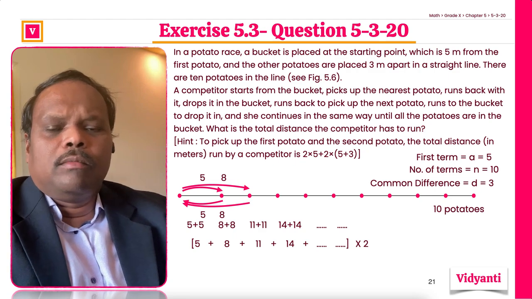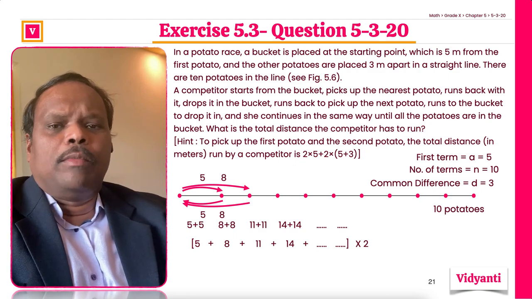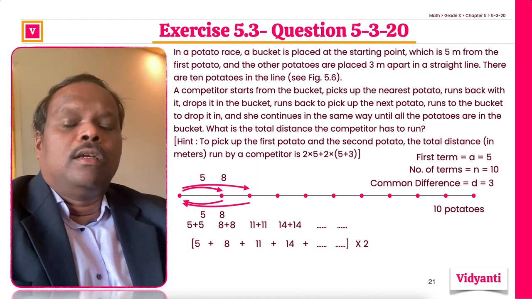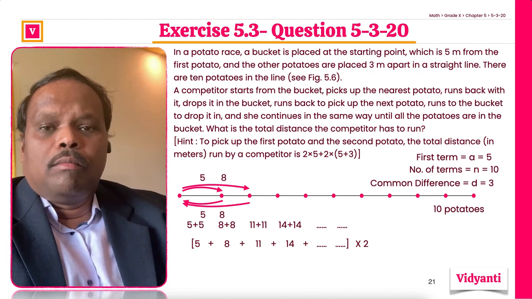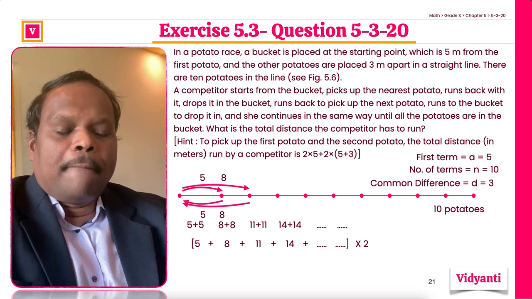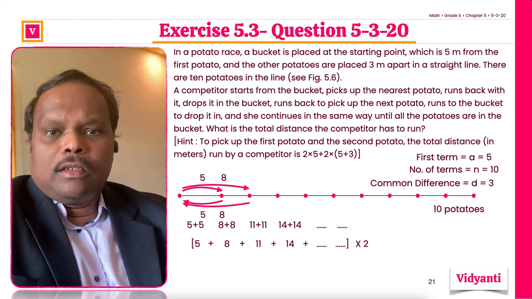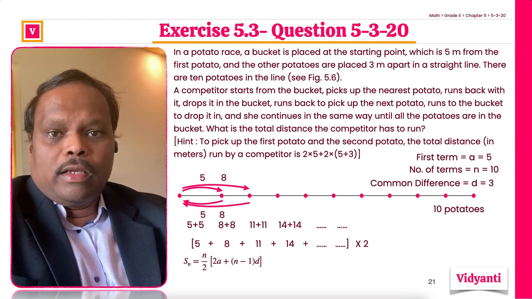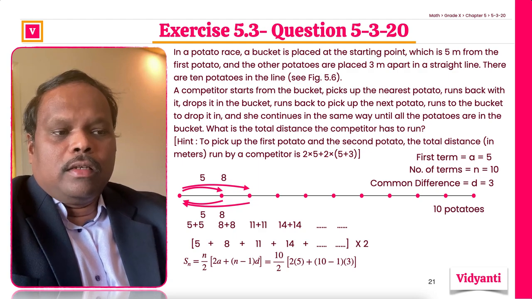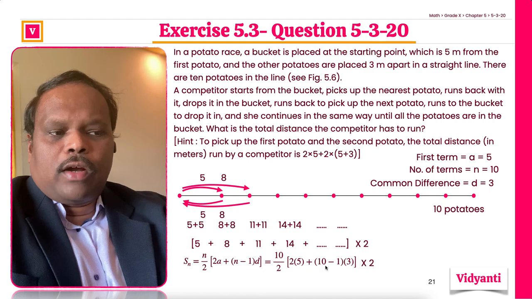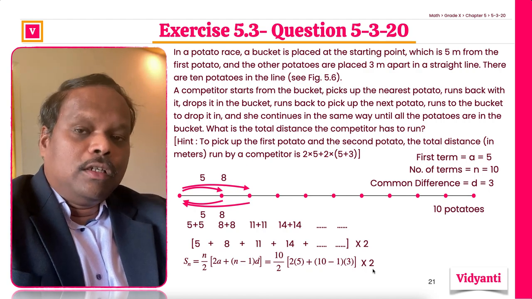And eventually we will multiply by 2, because whatever is happening in the forward direction, exactly the same thing happens when he has to return back. So the same distance he will run in the reverse direction too. How will you add these numbers? Well, we have a formula: Sn equals n by 2 times (2a plus (n minus 1)d). We'll substitute the numbers. n is 10 here, 10 potatoes. 2 times 5, plus 10 minus 1 times 3. Remember to multiply eventually by 2.